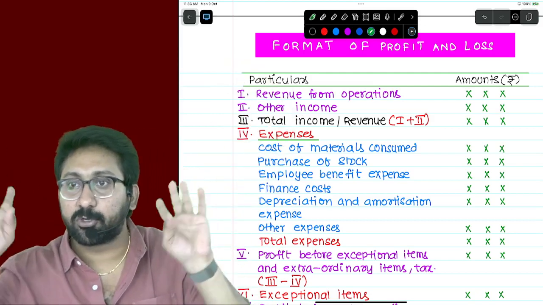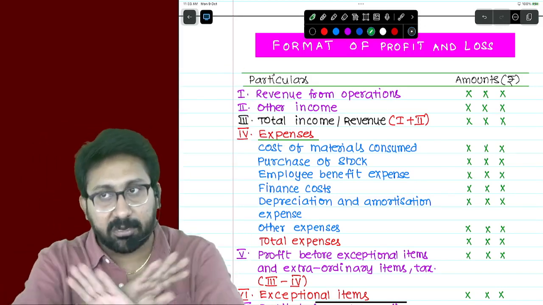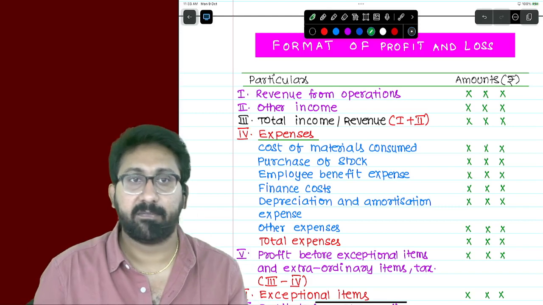Now hopefully you understood how to present the P&L account. What you learned in your foundation is not there. In real life, this is how it is.